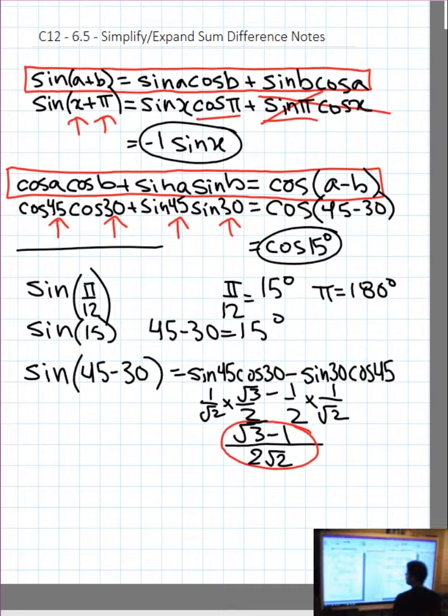So, all throughout, you could rationalize. I just say to rationalize in my notes, but feel free to multiply the top and bottom by root 2.